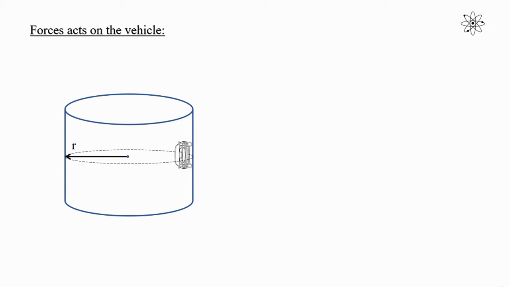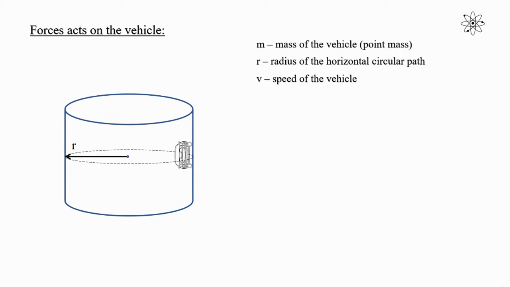Let's find out the forces acting on the vehicle. Let m be the mass of the vehicle. Here we consider the mass as a point mass. r is the radius of the horizontal circular path. v is the speed with which the vehicle is performing circular motion.